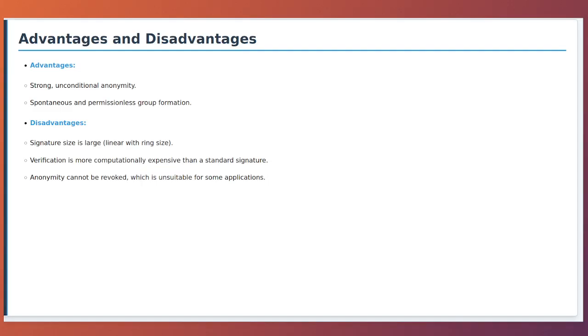Finally, the total anonymity can be a downside in scenarios where accountability is needed. Because the anonymity is unconditional, there is no way to unmask a signer, even if they abuse the system. This makes them unsuitable for systems where a trusted third party might need to resolve disputes.